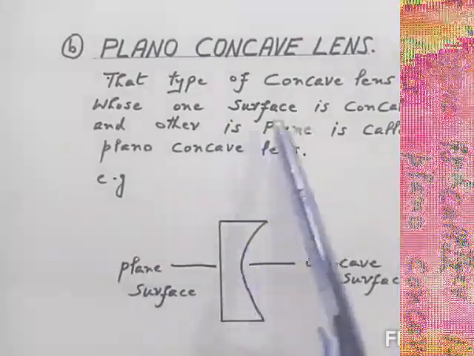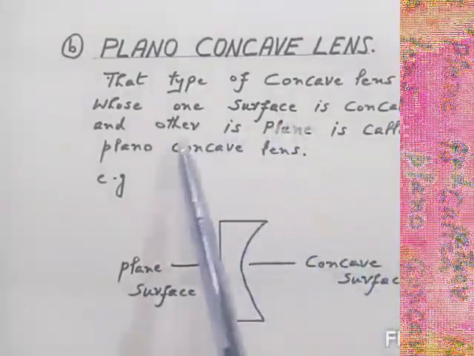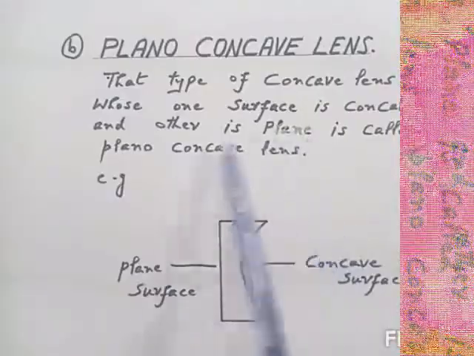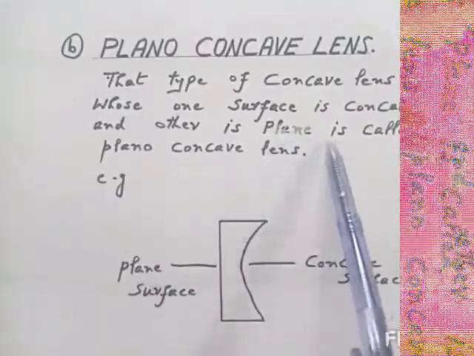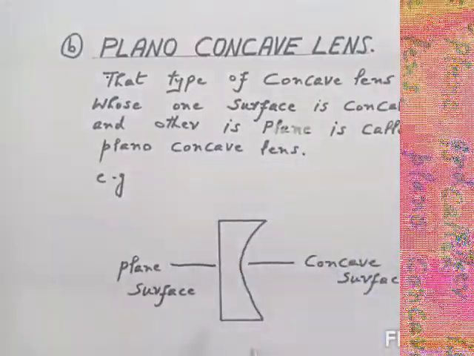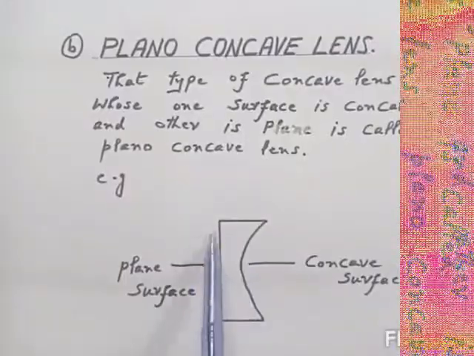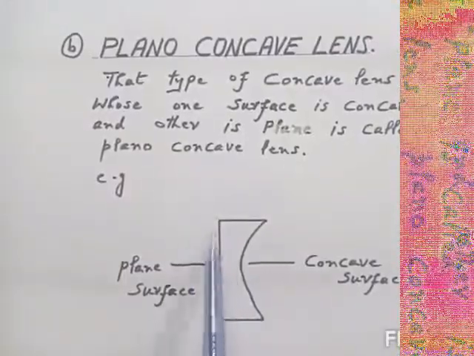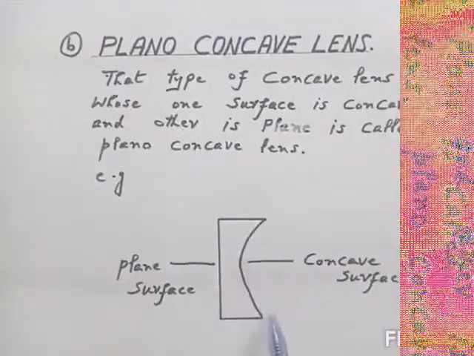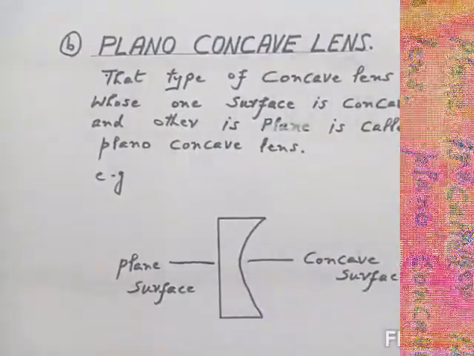Next is plano-concave lens. That type of concave lens whose one surface is concave and other is plane is called a plano-concave lens. Now this is a plano-concave lens. One surface is plane. This is a concave surface. So it is a plano-concave lens.